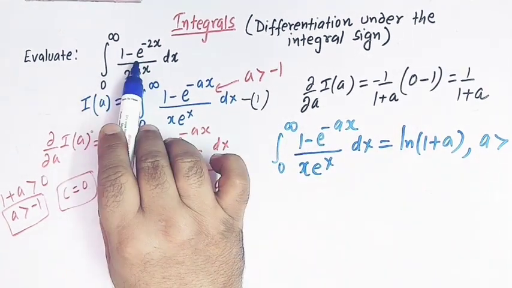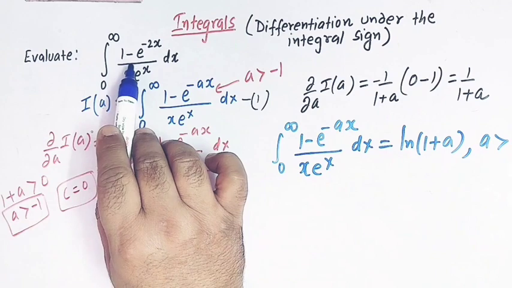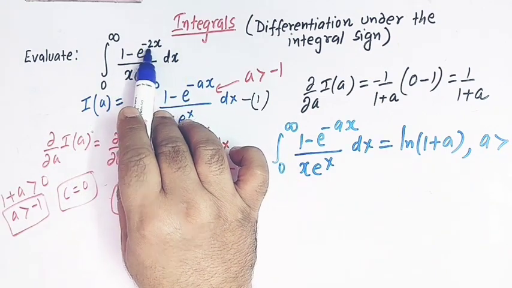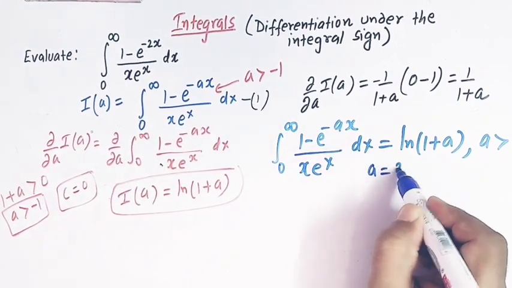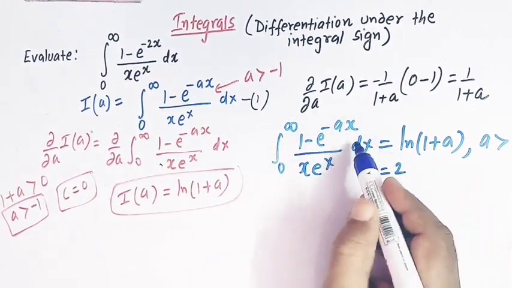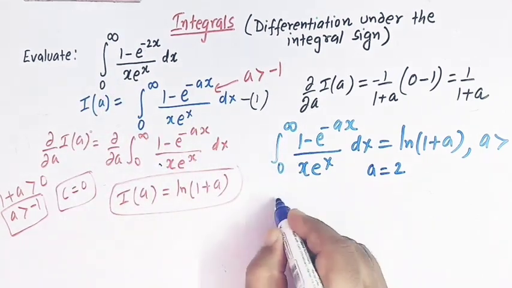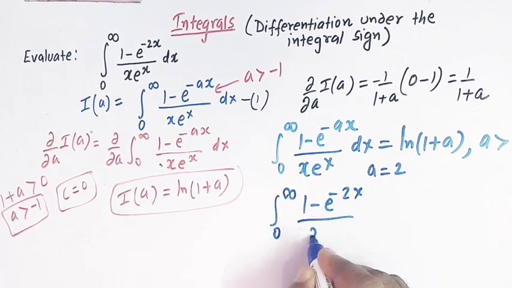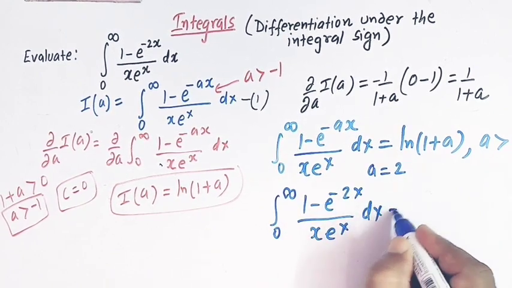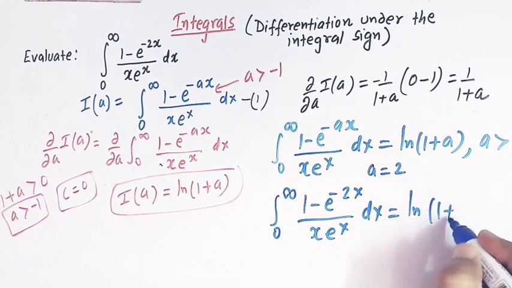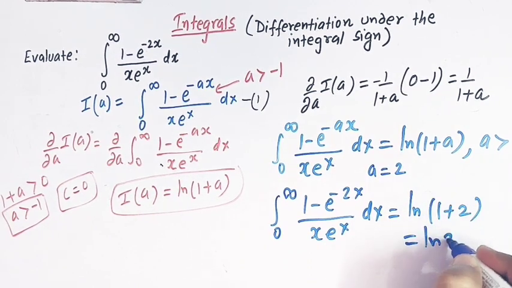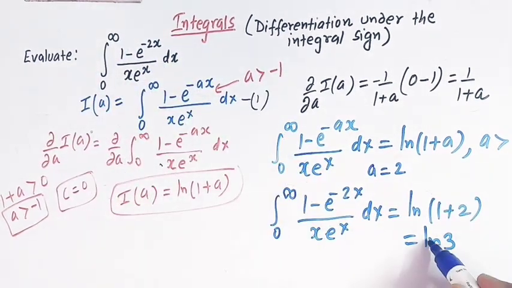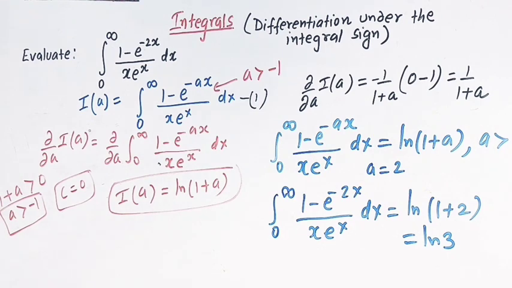So now we have to find the value of this integral, right? And we see that here we have e raised to minus 2x. So if we take a is equal to 2 in this integral, then we get this one, right? So we have the integral from 0 to infinity of (1 minus e raised to minus 2x) over x, times e raised to minus x, dx, that is equal to log of 1 plus 2, that is log of 3, right? So the value of this integral is equal to the natural log of 3.